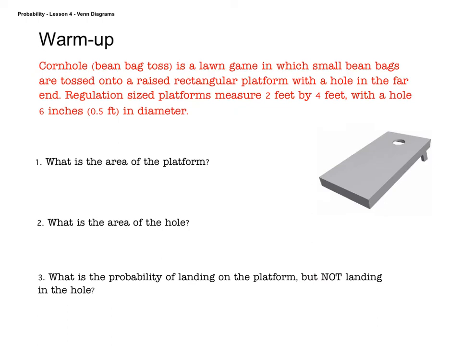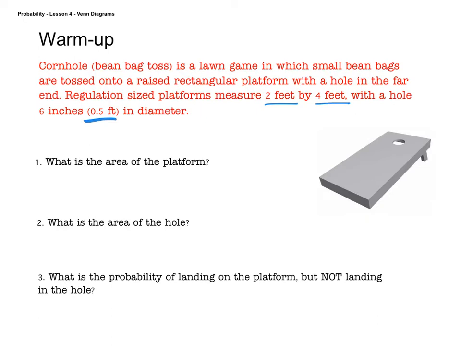It's a word problem about the game. It's a beanbag toss. It's called cornhole. It's got a rectangular platform and a hole at the end, and you throw the beanbag, try to get it into the hole. Okay, so we've got measurements. We have feet and inches. So 2 feet by 4 feet, and I'm going to stick with this 0.5 feet of diameter.